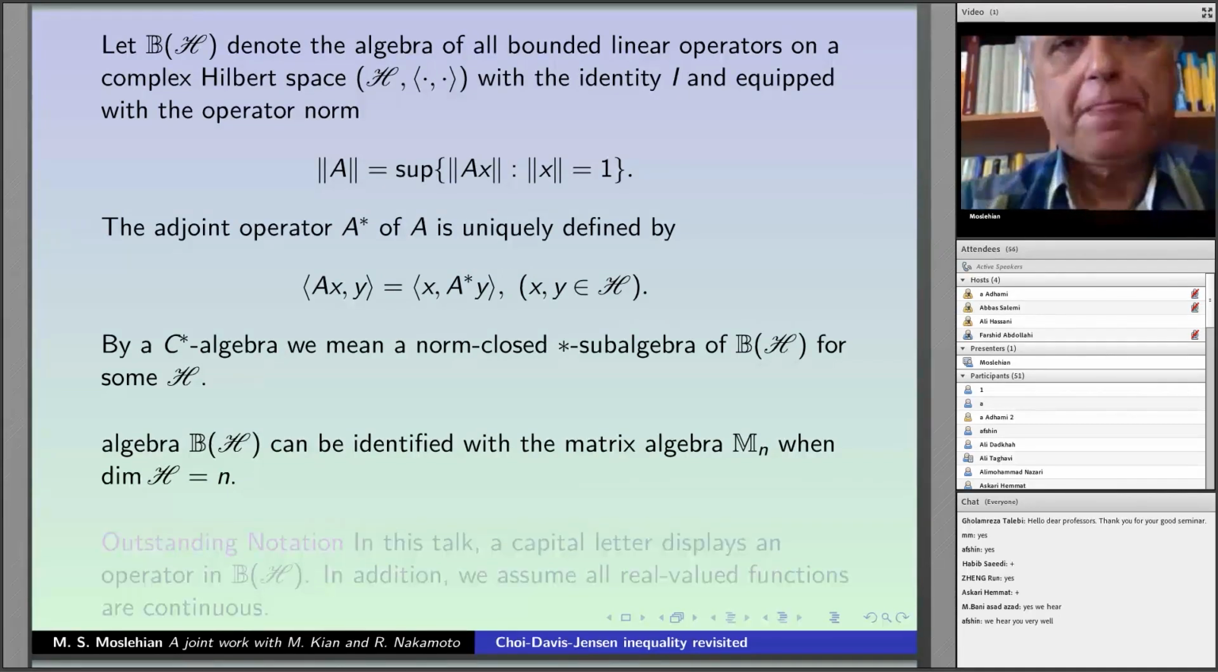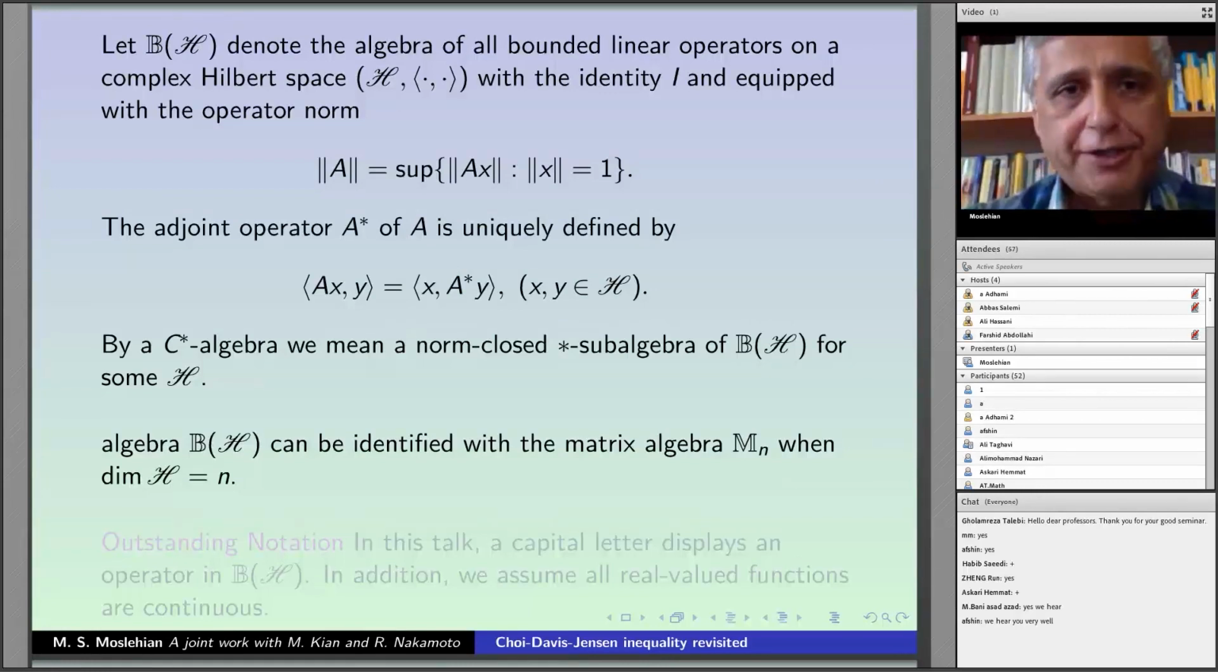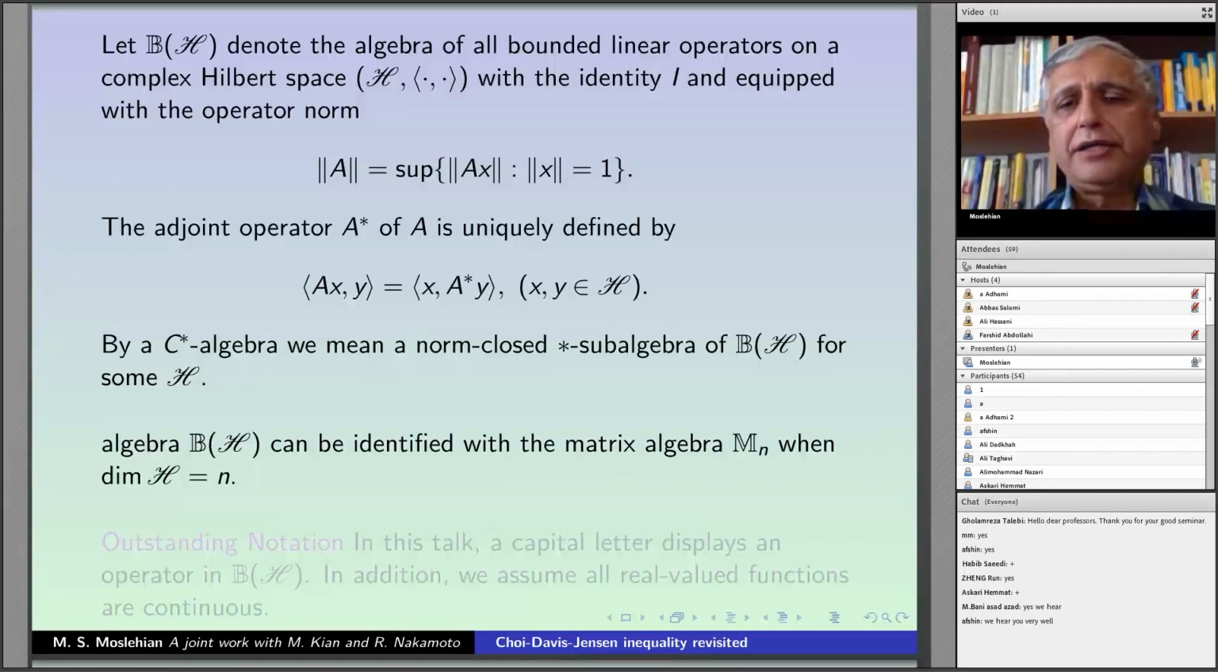First, I would like to fix our notation. Let B(H) denote the algebra of all bounded linear operators on a complex Hilbert space H with the identity I, equipped with the operator norm defined by the supremum of the norm of Ax over all unit vectors x. The adjoint A* of A is uniquely defined by this equality. By a C*-algebra, we mean a norm closed star subalgebra of B(H) for some H. The algebra B(H) can be identified with the matrix algebra Mn when the dimension of H is n.